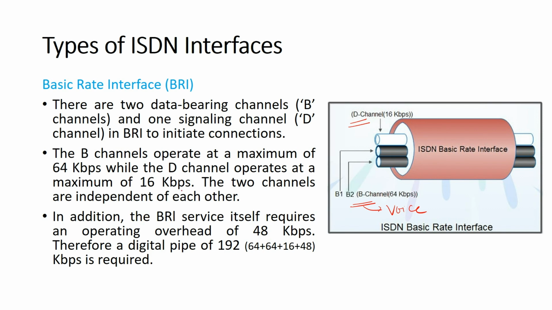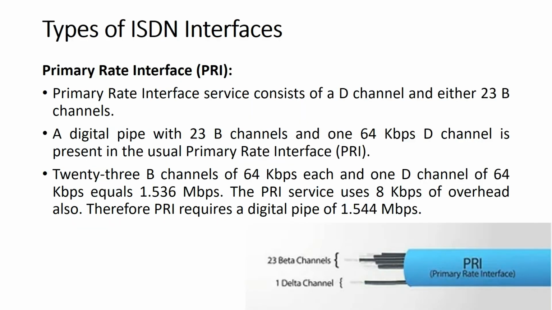So in total there are two B channels in the basic rate, so 64 plus 64 kbps, and one D channel, an addition of another 16 kbps. In addition to all these things, an operating overhead of 48 kbps is also used. So the digital pipe is 192 kilobits per second wide.